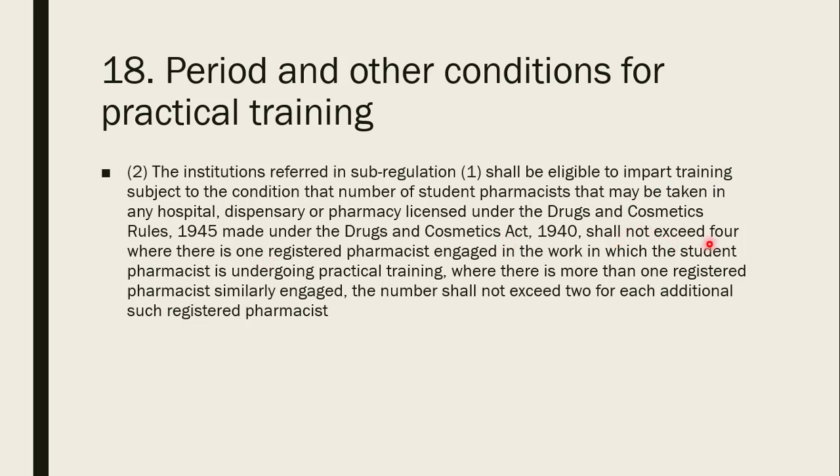But the condition is the number of working persons shall not exceed 4. That means 4 means one is the registered pharmacist who is engaged in the work actually, one is the student pharmacist who is taking the training, and if there is more than one registered pharmacist for a particular institution, the number shall not exceed 2 for each additional registered pharmacist. That means total 4, and 2 can be additional registered pharmacists along with the trainee and one main pharmacist.